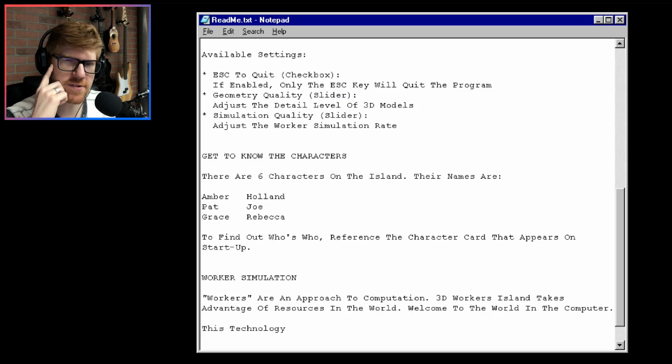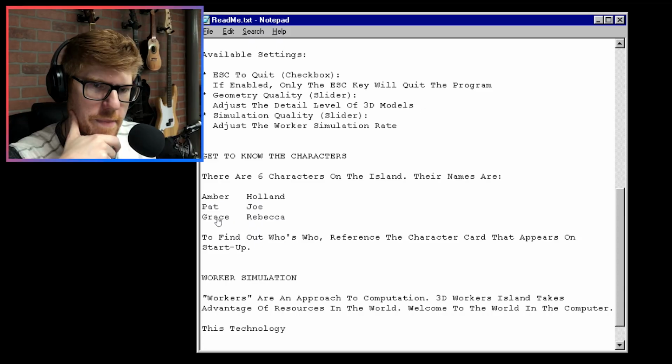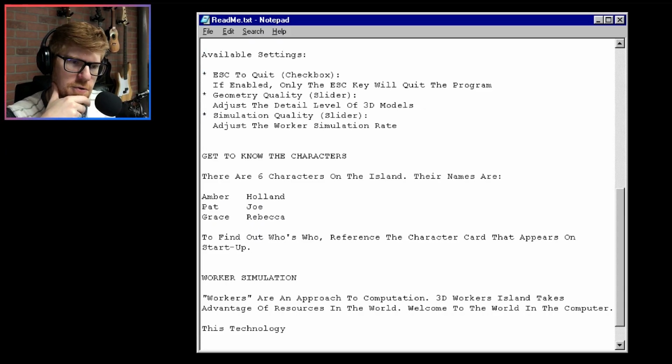Don't really have screensavers anymore. Geometry quality. Okay. Simulation quality. Adjust the worker's simulation rate. Interesting. Okay, there are 6 characters: Amber, Holland, Pat, Joe, Grace, Rebecca. We remembered Grace this time. To find out who's who, reference the character card that appears on startup.